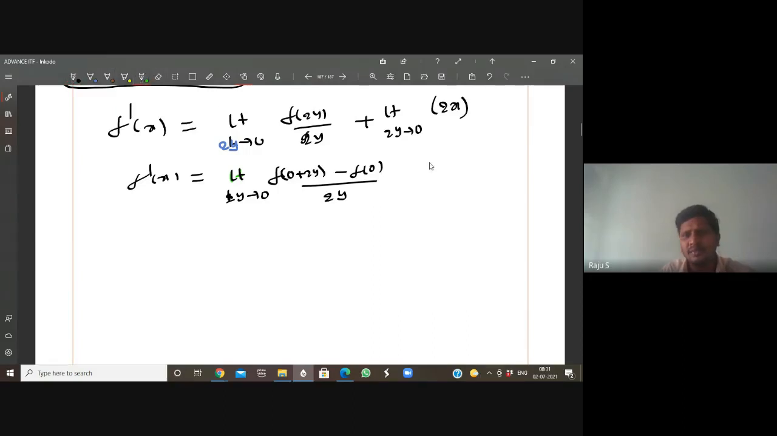What is the standard form? Limit h tends to 0, it is in the form of f of x plus h minus f of x by h. The h value is 2y and the x value is 0. When I take x value as 0, we'll get like this. So this can be written as f dash of x is equal to f dash of 0 plus, see here, 2x. What is this 2x value when limit 2y tends to 0? Anyone?